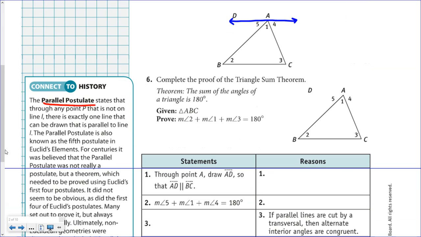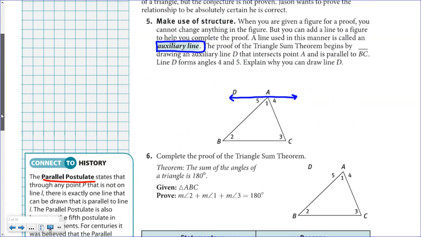Your parallel postulate states that for any point that is not on a line, there's going to be exactly one line that can be drawn parallel to that line. So we talked about that several activities back. If I have a random line, and I want to draw a line that is parallel to that given line, there is only one line that's going to go through this given point that is going to be parallel to the given line. And that is the parallel postulate. So that's how we know where exactly line D could be drawn.